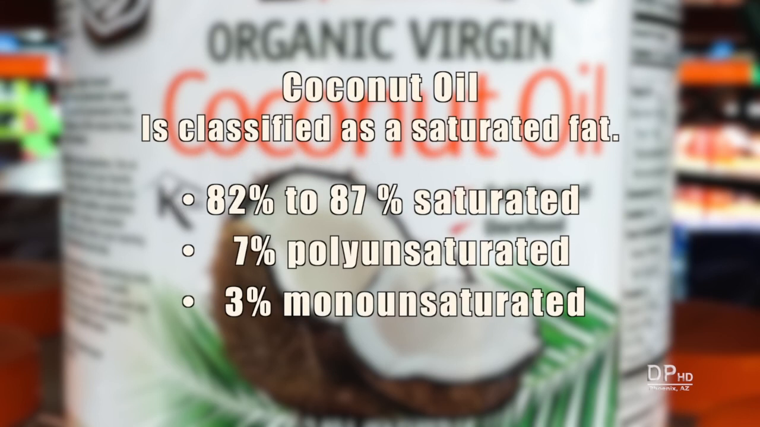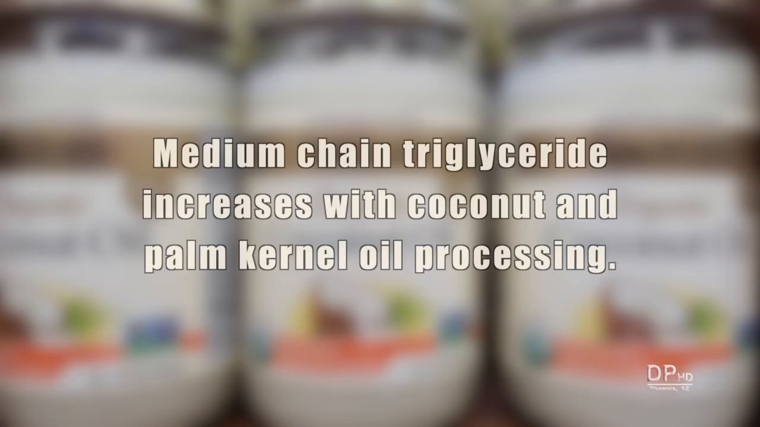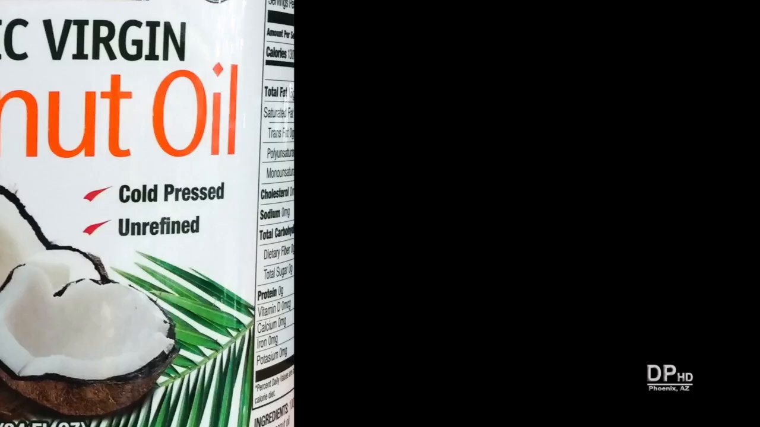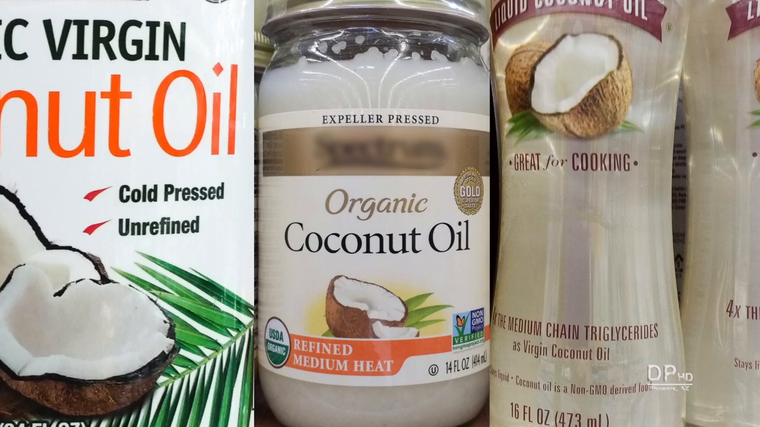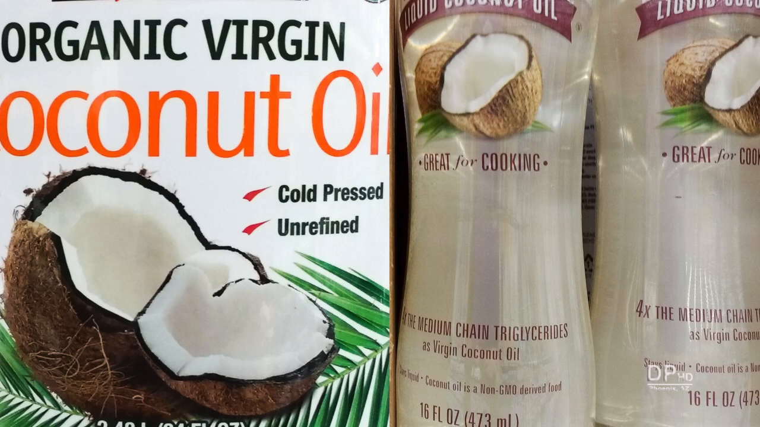Coconut oil is classified as a saturated fat because over 80% of the fat is saturated. Medium-chain triglyceride increases with coconut and palm kernel oil processing. Coconut oil can be organic unrefined, organic refined, and highly refined, allowing it to be liquid at cool room temperature. This refined coconut oil claims to have 4 times the medium-chain triglycerides of unrefined coconut oil.